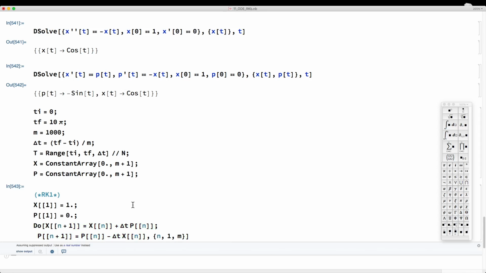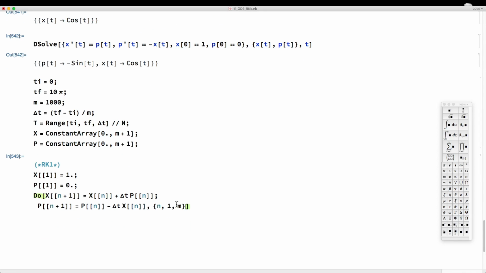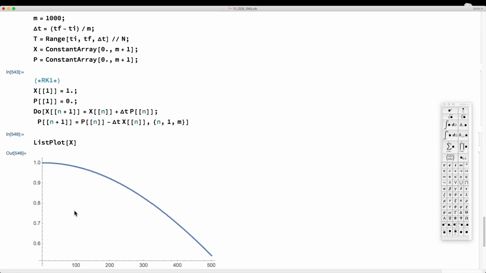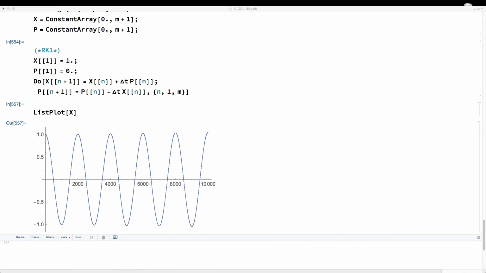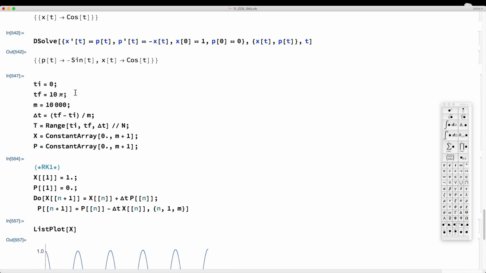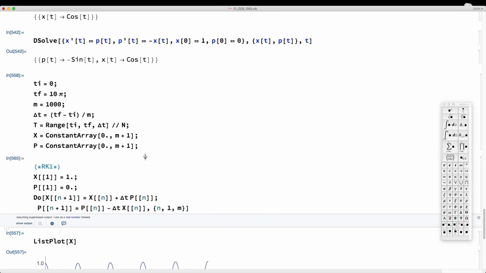So let's try and execute this do loop. The loop goes from 1 to m, and I hit shift enter, so it has been executed. And we can use list plot to look at the solution, and it looks a little strange. Okay, it looked a bit strange because I hadn't executed all commands. So let's try 1,000 time steps.